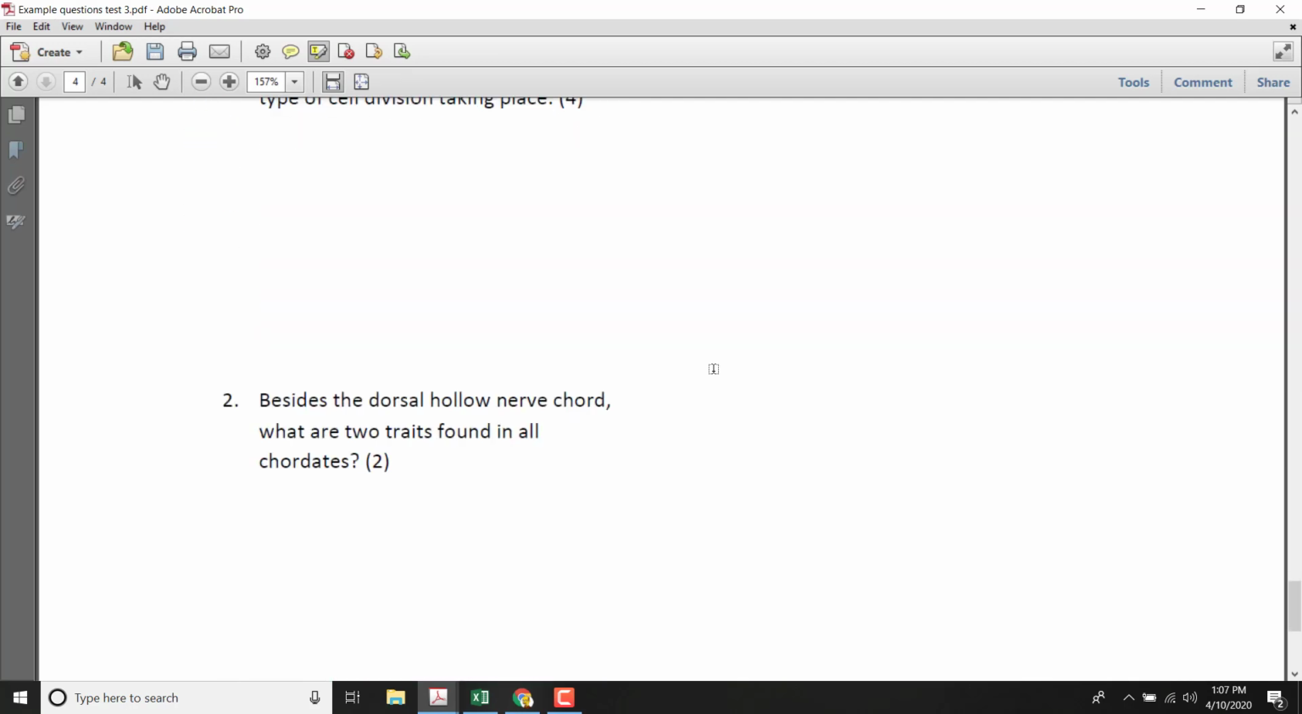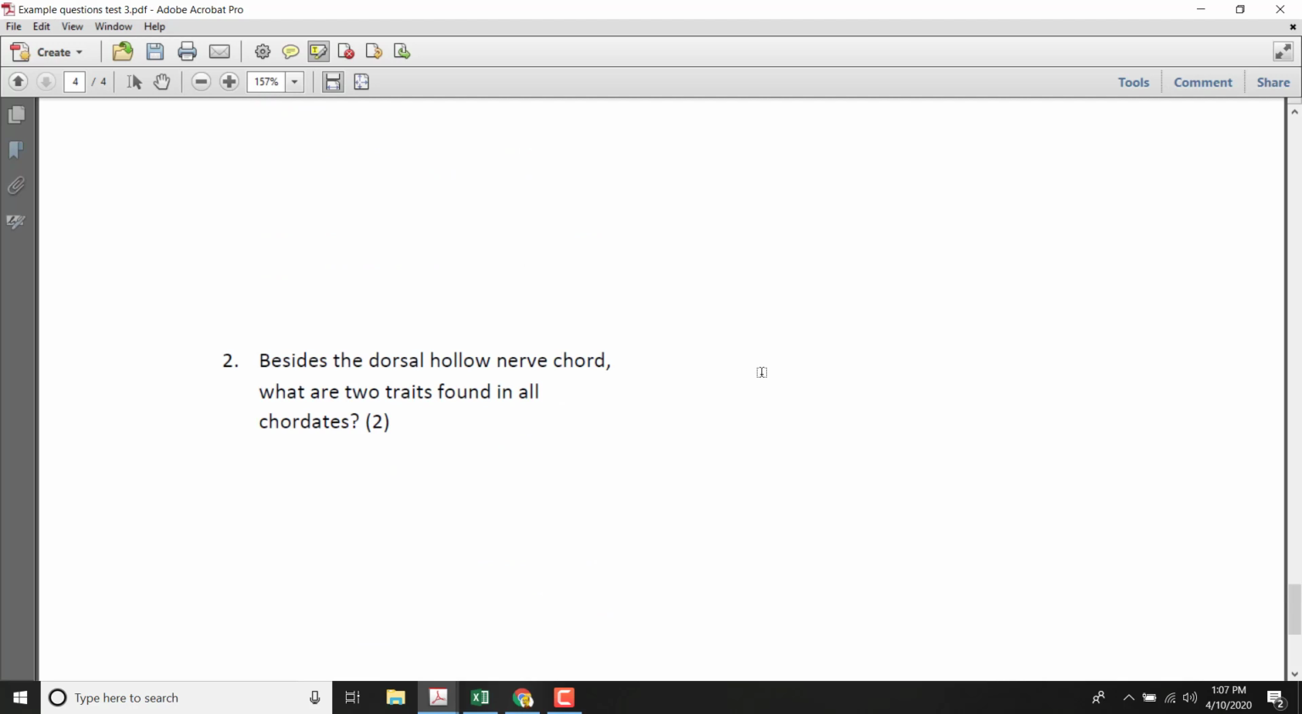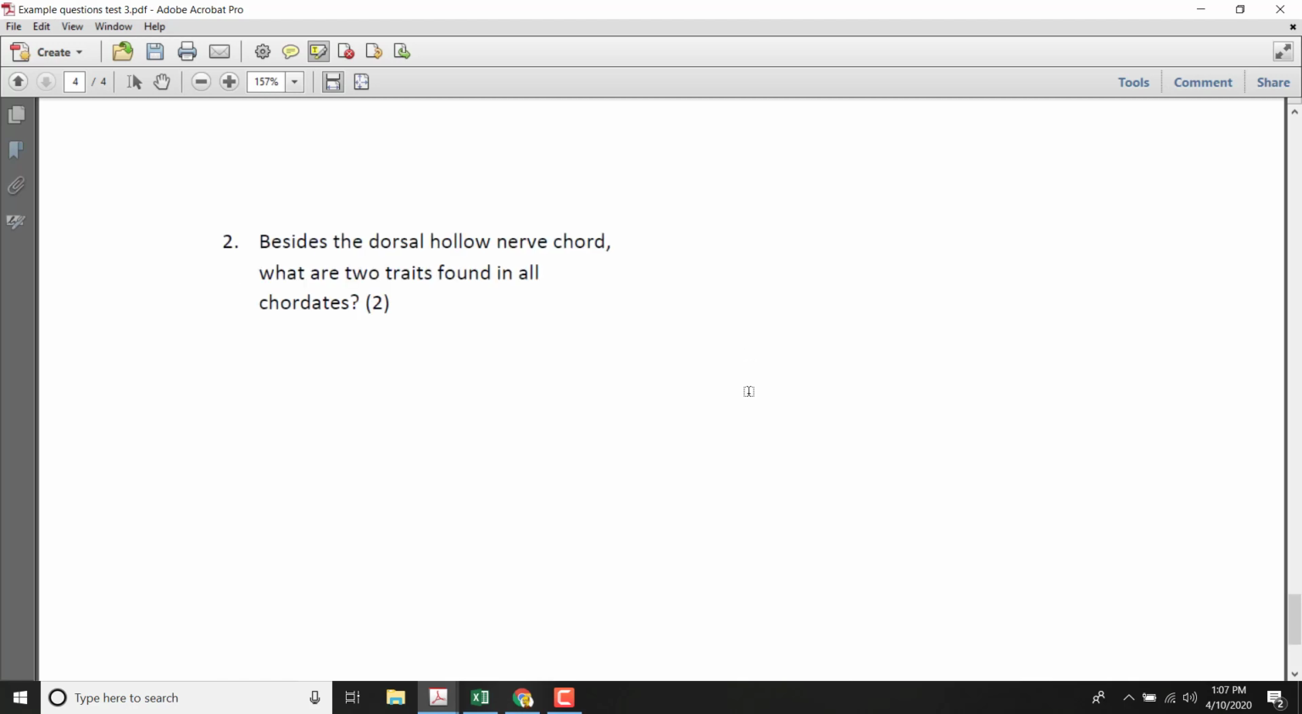This one we kind of already did above. It's plant life cycle. Besides the dorsal hollow nerve cord, what are 2 traits found in all chordates? Well, you could include the postanal tail, the notochord, the pharyngeal slits. Those are all traits found in the chordates.